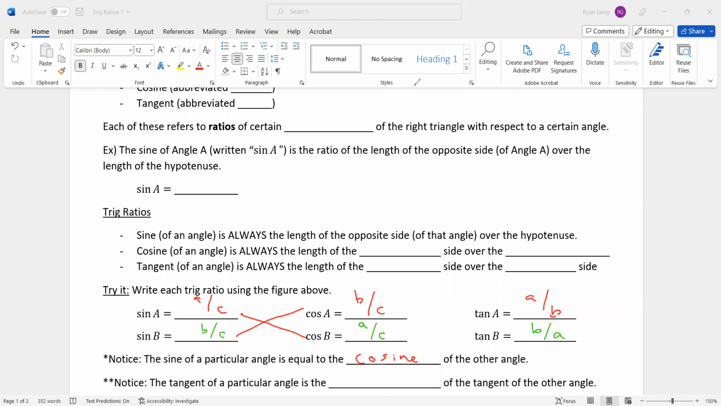Another thing I want you to see, the tangent of a particular angle is the reciprocal of the tangent of the other angle. Look at these two. One is A over B, the other one's B over A. And that's because when you look at one angle, a certain side is opposite. If you look at the other angle, that same side is then the adjacent. So the opposite and adjacent kind of switch spots. That's why these things happen.